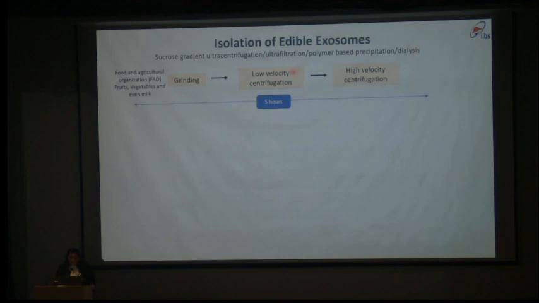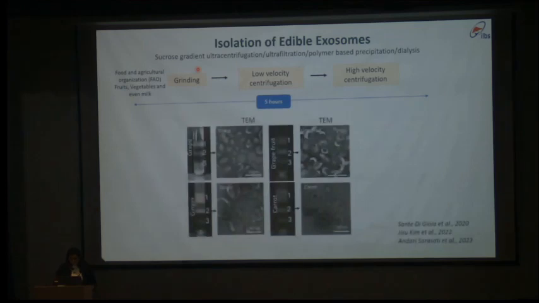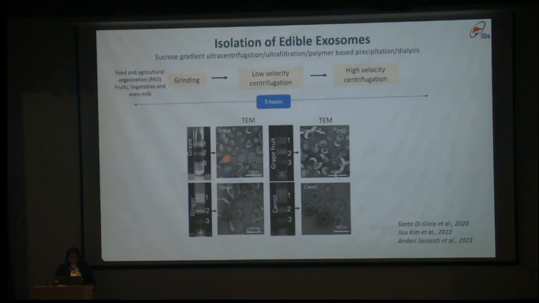And by using sucrose gradient ultracentrifugation, ultrafiltration, or polymer-based precipitation, we can isolate these exosomes within 5 hours. So this is the kind of layers we get after isolation, which can be enumerated using an electron microscope. And this is from grapefruit, ginger, and carrot.